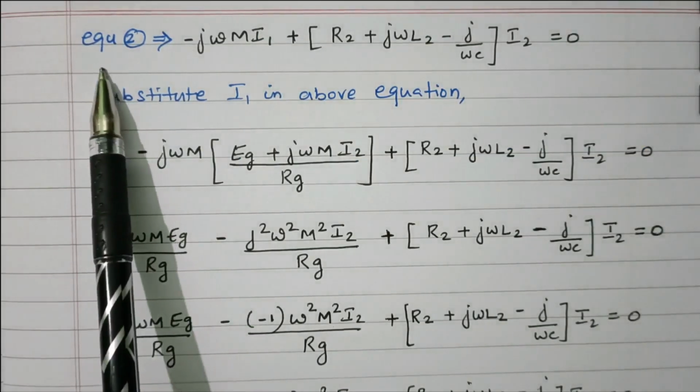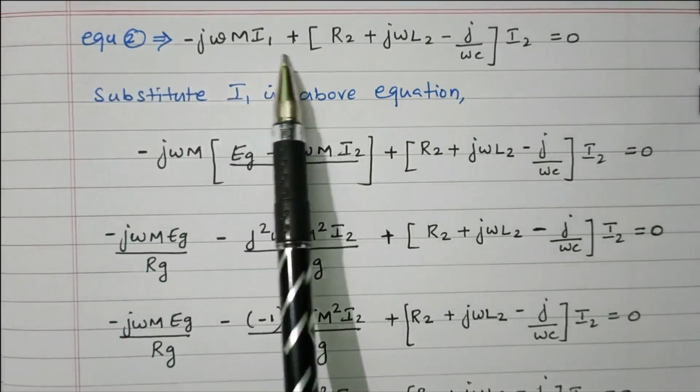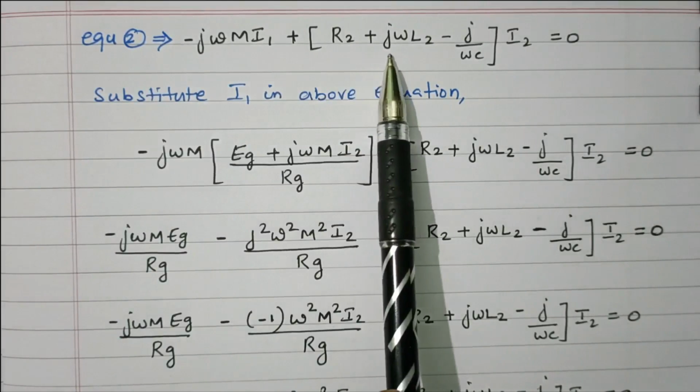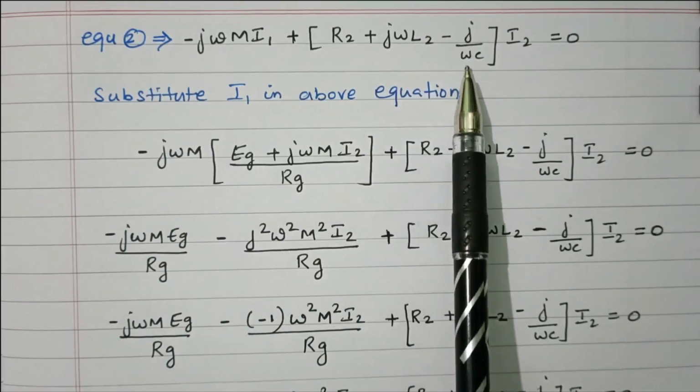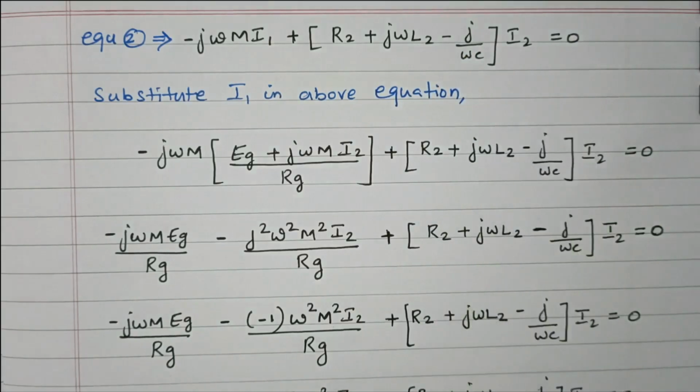So this is equation 2. Now we'll consider equation 2: minus j omega M I1 plus R2 plus j omega L2 minus j by omega C, into I2, equal to 0.